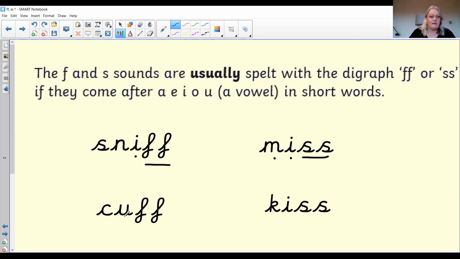So where's the vowel in this word? Is it the k? Is it the a? Yes. So we have k, a, ff, cuff. Where's the vowel? Is it this one? No, you're all telling me it's this, isn't it? There's the vowel. So we have k, i, ss. So we've got the digraphs there after a vowel.